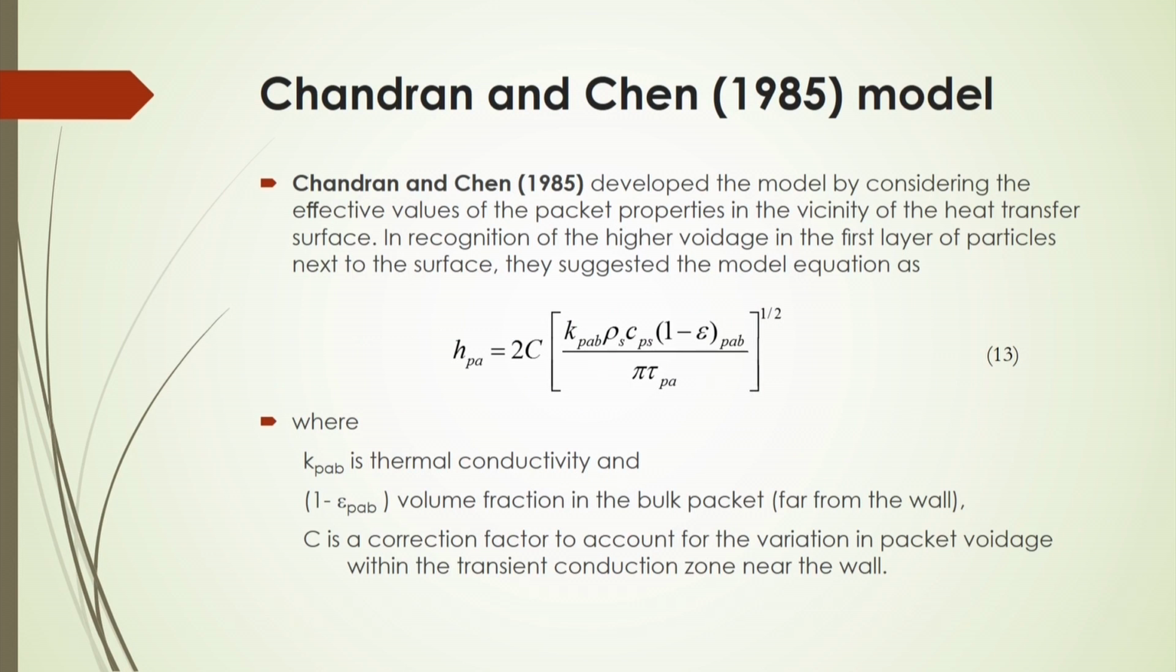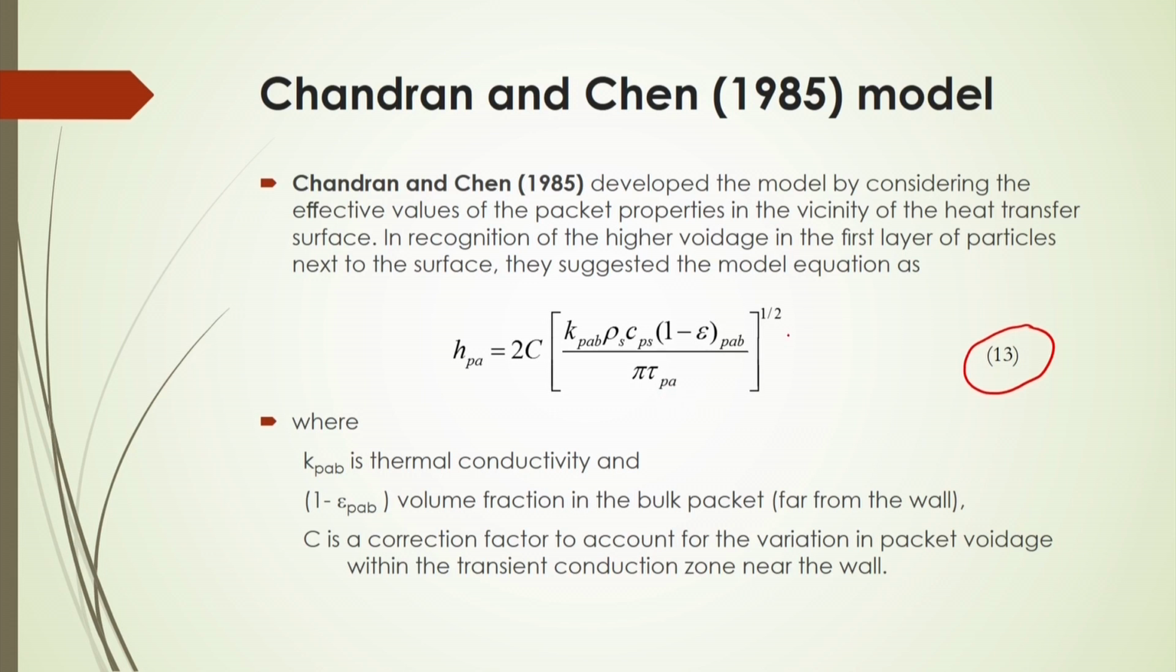Now, Chandran and Chen 1985 developed the model by considering the effective values of the packet properties in the vicinity of the heat transfer surface, and in recognition of the higher voidage in the first layer of particles next to the surface, they suggested the model equation given by equation 13. They represented this as h_pa, the heat transfer coefficient of the packet particles, which is equal to 2 times C times the square root of k_pab times rho_s C_ps times (1 minus epsilon_pab) divided by (pi times t_pa).